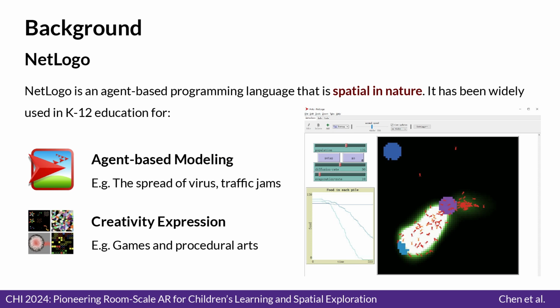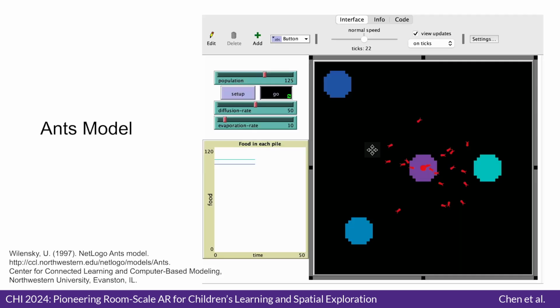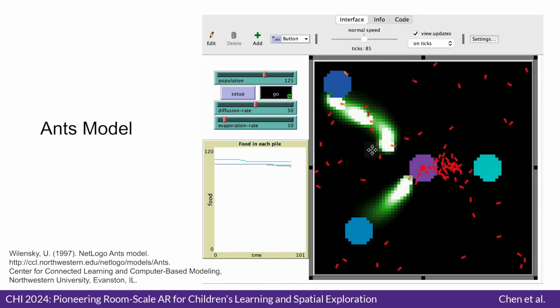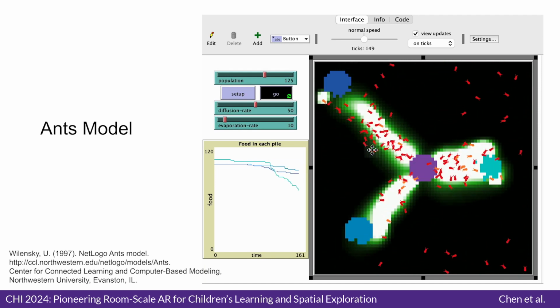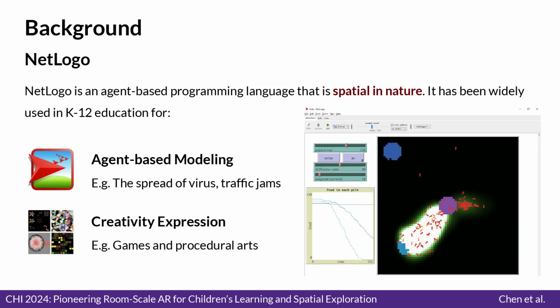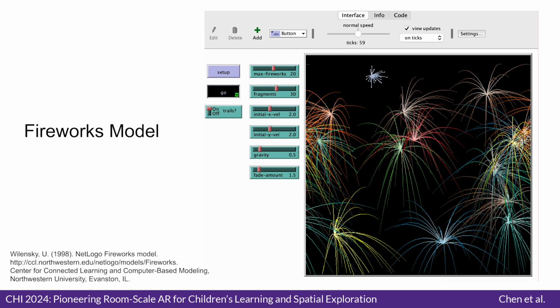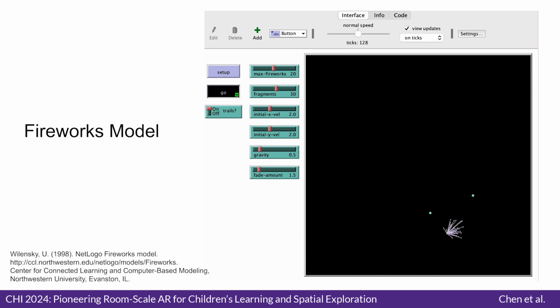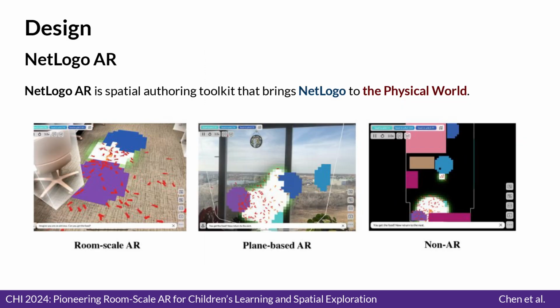NetLogo AR is based on NetLogo, an agent-based programming language widely used in K-12 education for computational modeling and creative expression. It is spatial in nature. For example, the ants in this model try to find food in a 2-dimensional world. NetLogo is also used for creative expression, enabling children to develop multi-agent games and procedural arts. NetLogo AR is a spatial authoring toolkit that brings NetLogo to the physical world.